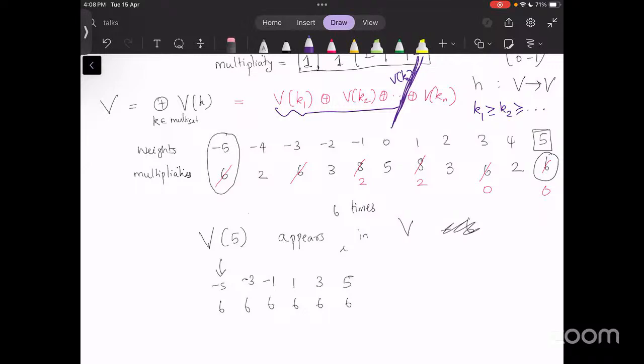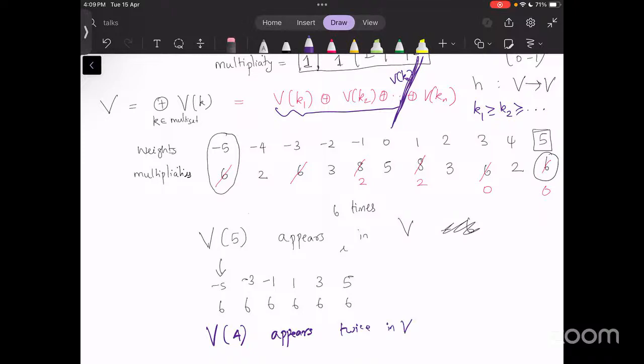Now what will be K7? That is the next question. What are the remaining weights that are there in V? The remaining weights are: -4 appears twice, -2 appears thrice, -1 twice, 0 5 times, 1 twice, 2 thrice, and 4 twice, right? So the next highest weight that appears in V is 4, and it appears twice. So V4 appears twice in V.